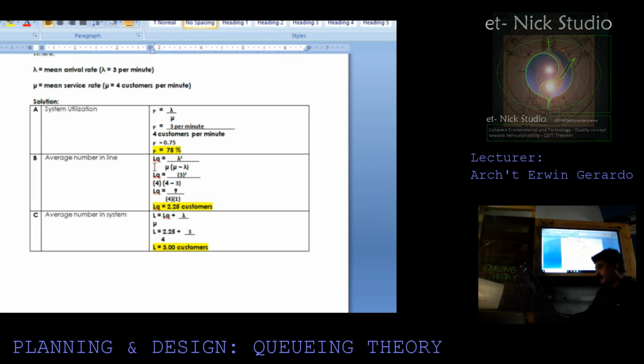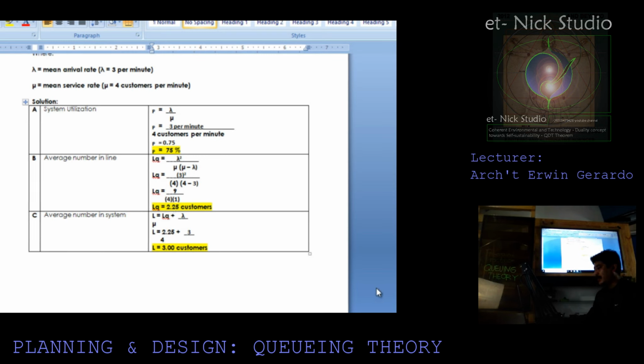So the average number in line waiting for service is, we have 3 minutes raised to the second power, then divide it by 4 times 4 minus 3. So here we have LQ is 2.25 customers. So this is the mean average for the average number in line. So therefore, there are more than 2 customers on average.